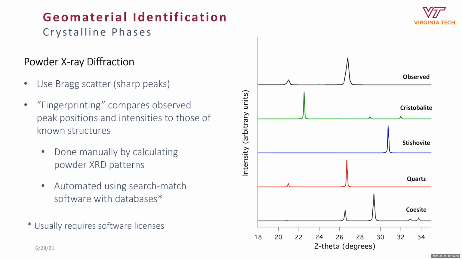And the basic method for identifying different phases is using what I often refer to as fingerprinting. So we're just taking the observed pattern and the peak positions and their intensities. So like you see here on the right in the upper plot, just imagine that is what we observe in our data. And then we're comparing those to the intensities of other known structures. And so we can do this manually by just calculating structures that we get from databases, for example. Or there's an automated way to do this that uses search match software with databases. But again, what we're doing is just comparing peak positions and intensities, looking for things that match. So in this case, what we have in our observed sample is simply quartz.